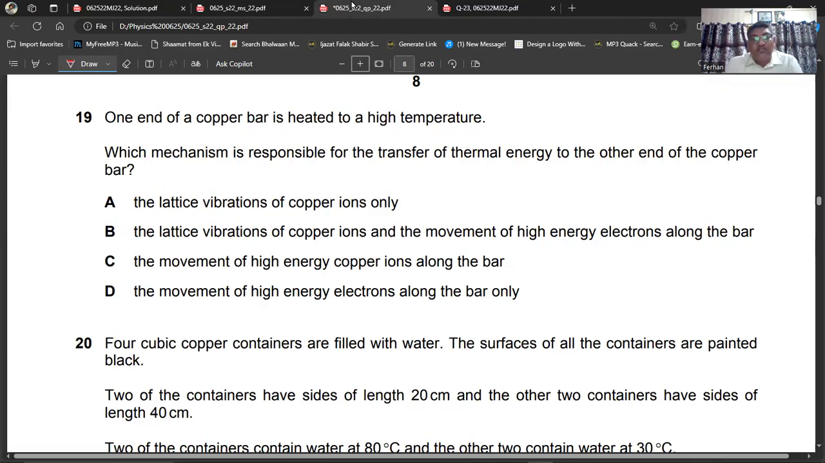So the lattice vibrations of the copper ions and the movement of the high energy electrons along the bar. This is the best statement. The rest of the statements are not right.